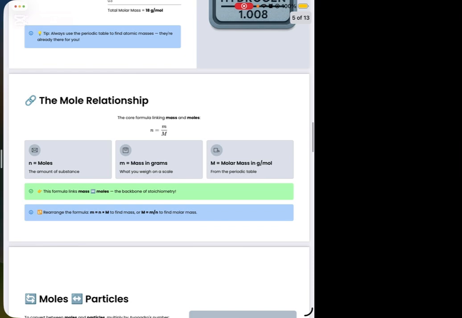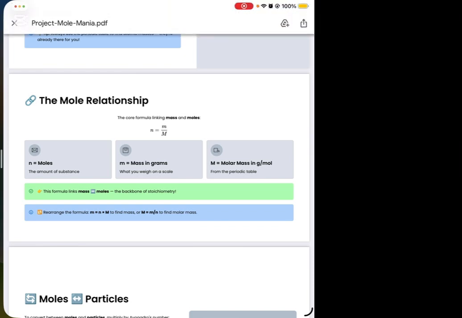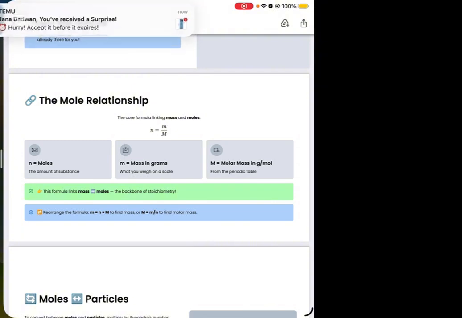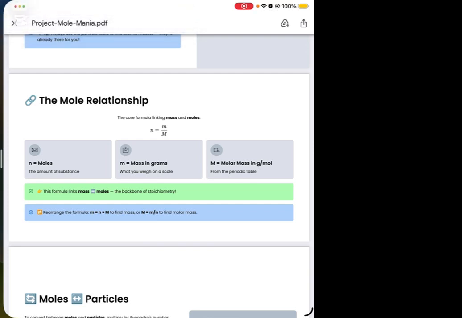The mole relationship. The mole connects mass and moles using this formula: n equals mass divided by molar mass. This helps us convert between grams and moles. We can also rearrange the formula to find mass and molar mass.